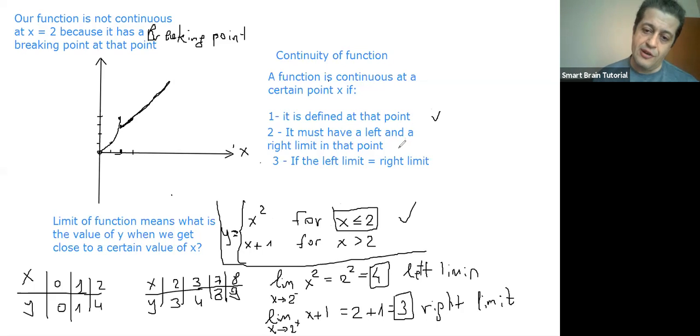It must have a left and a right limit in that point. So for the point x equal to 2, we should find the left limit. That means substituting x with values that are a little smaller than 2. But we write 2 here because we want to find the exact value of the left limit. So if I substitute 1, 0, 0 power 2, it is 0. So this part here has been substituted here.